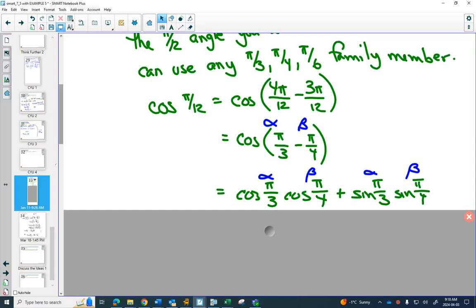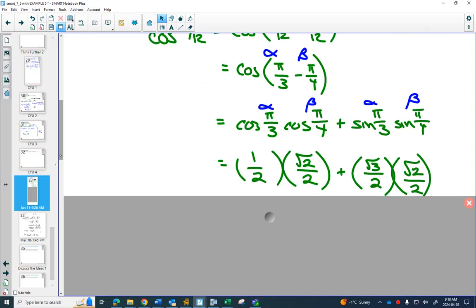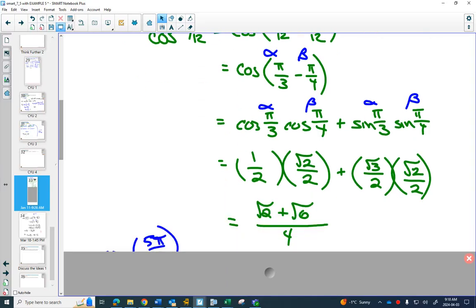So cos of pi over 3, that's 1/2. Cos of pi over 4, root 2 over 2. Sine of pi over 3, root 3 over 2. And sine of pi over 4 is root 2 over 2. So I got a common denominator of 4. I can add the tops, and I will get a final answer of root 2 plus root 6 over 4.